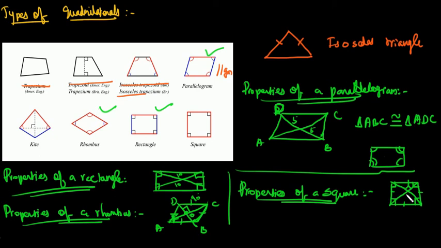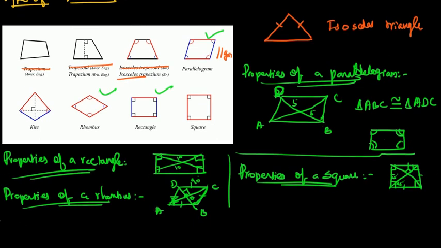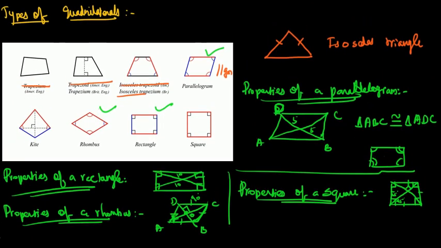The diagonals bisect the angles of a square. That means this would be 45 degrees and this would be 45 degrees, because the diagonal splits the angle into two halves. So these are the properties of a parallelogram, rectangle, rhombus and square. This is necessary to solve some problems. In the next class we will see some theorems on area, and using those theorems and these, we are going to solve some problems. Okay, thank you.